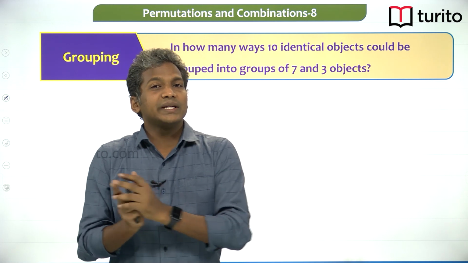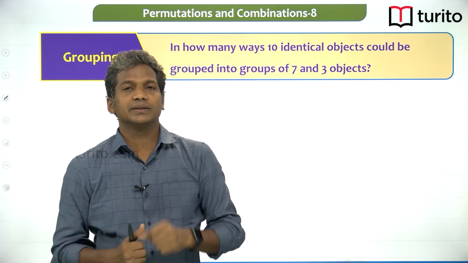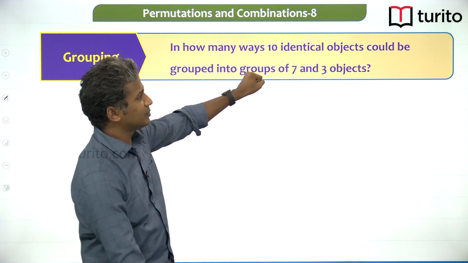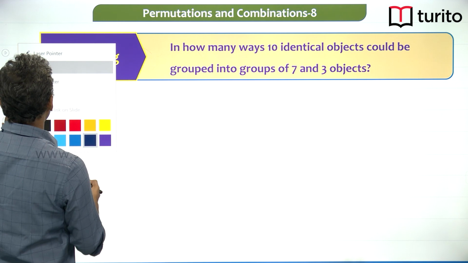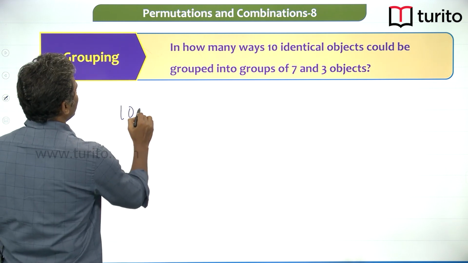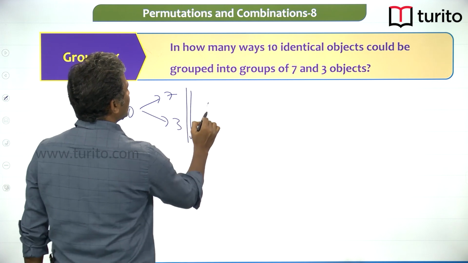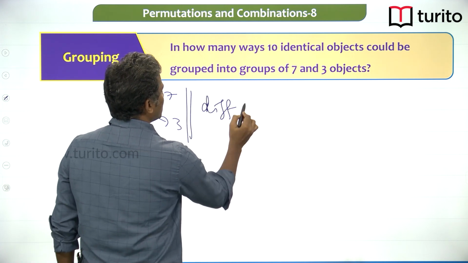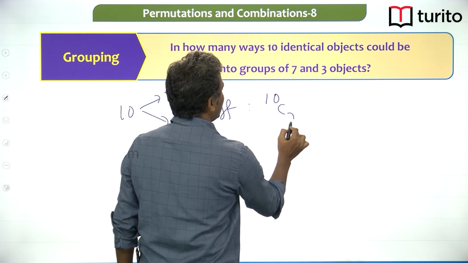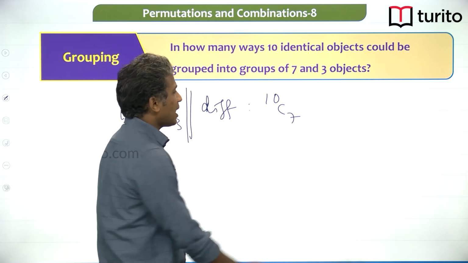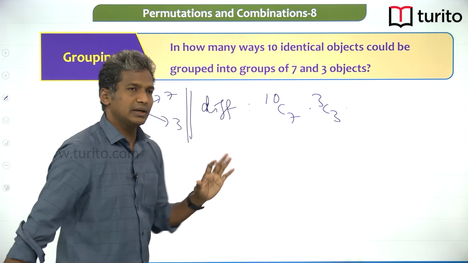Now, go back to the basics. What are the basics? Grouping is nothing but selection. So, let us select 7 objects from the 10 identical objects, okay. So, in how many ways we can do that? In general, if we are grouping like this and let us say they are different objects, for different objects, we select any 7 from the 10 in 10C7 ways and from the remaining 3 we select any 3 in 3C3 ways, right.